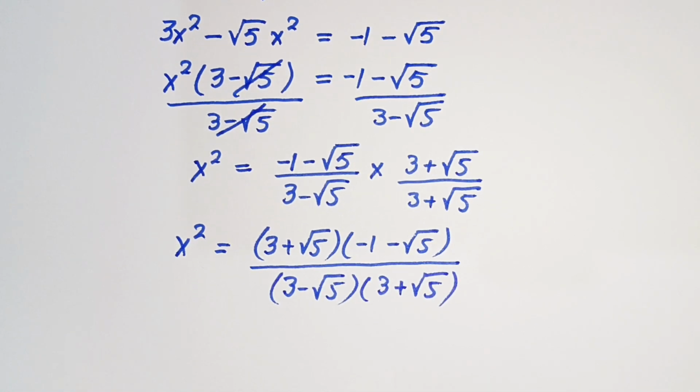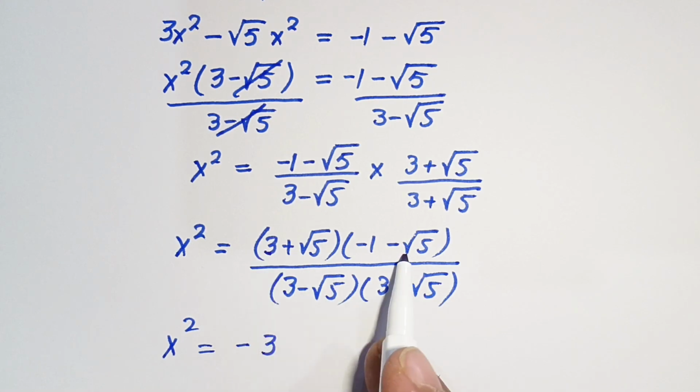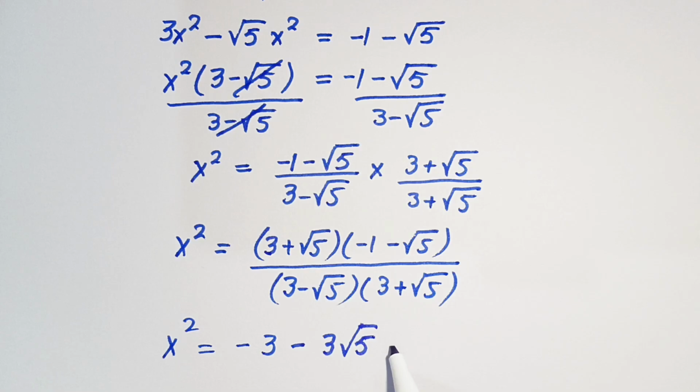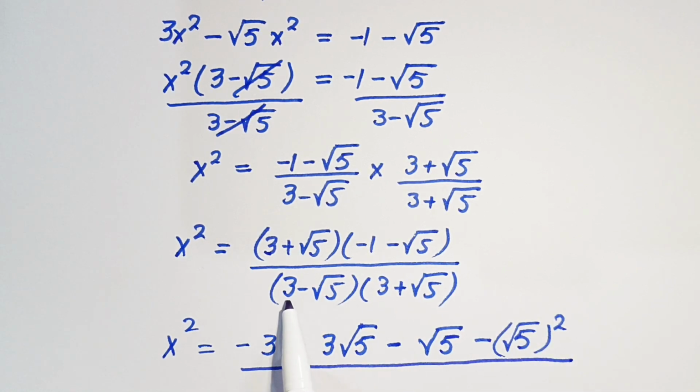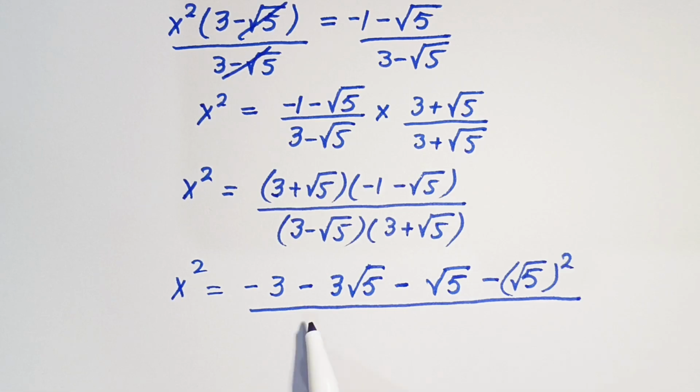So here our next step: x squared is equal to, now if we multiply 3 times minus 1, we get minus 3, and 3 times this one, we get minus 3 times square root of 5, plus minus minus, so we have 1 times square root of 5, all over, that is (a plus b)(a minus b), so we get a squared minus b squared. Here we have 3 squared minus (square root of 5) whole squared.